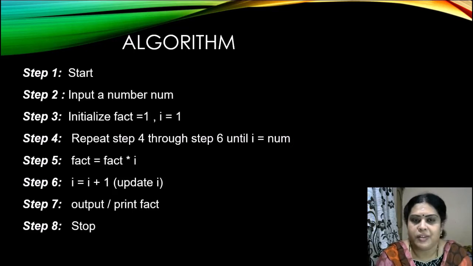Repeat step 4 through step 6 until I equal to num. So this has to be in a loop, and fact is equal to fact into I. It can be any loop here.